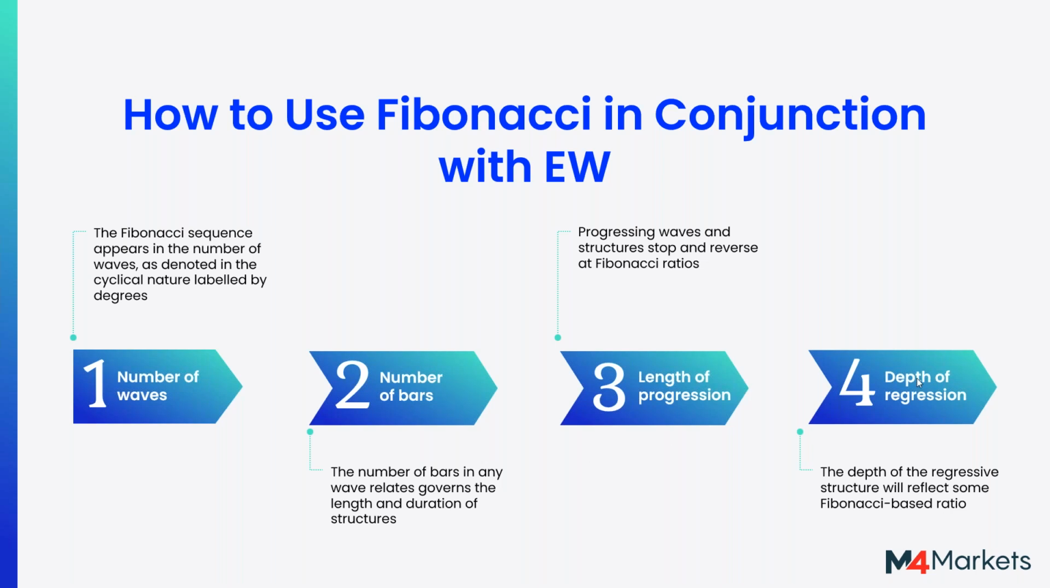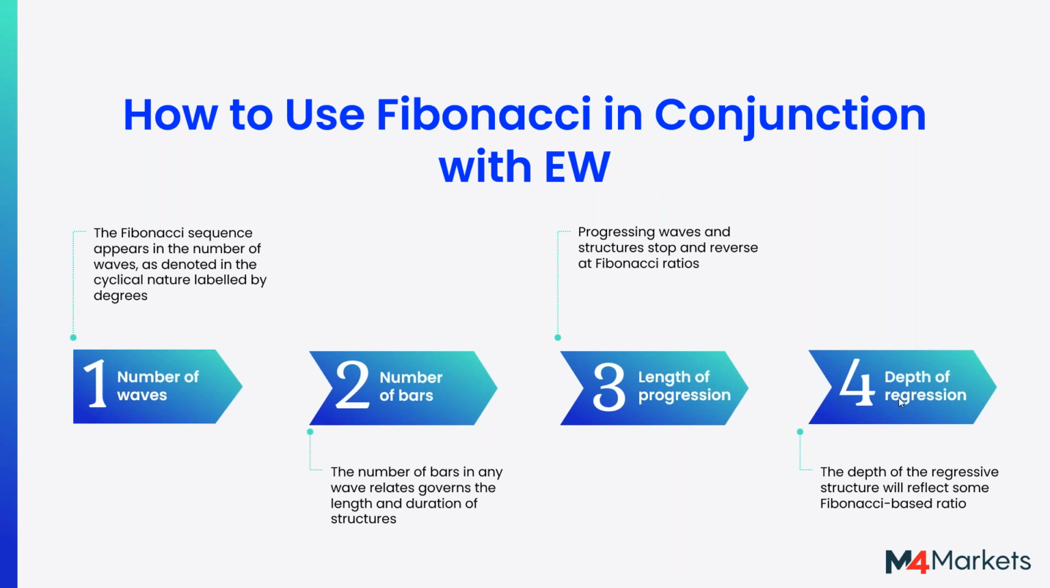And then of course we look at the depth of the regression. When I say regression, I'm talking about progress and regress, when we are correcting, for example. Let's say wave 1 and 2, wave 2 is 61.8 of wave 1. Perfect. So that is the depth of the regression, 61.8. This is an actual ratio.